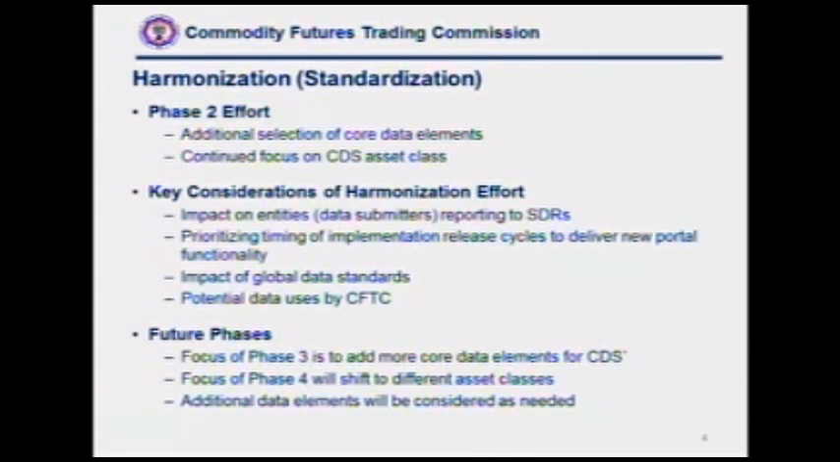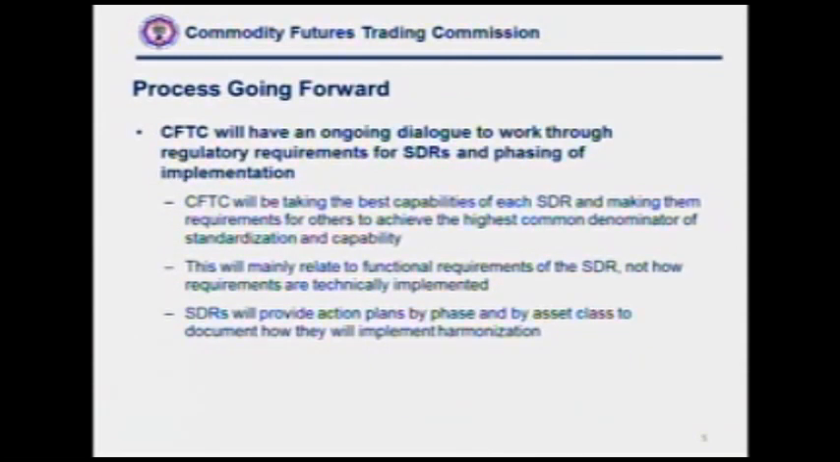There will be future phases. Phase 3 will focus again on additional fields. Phase 4, we anticipate, will be a shift to another asset class, and we will continue on this effort. It's going to be an ongoing effort as we move along, and we'll be thinking about additional data elements as they come up. So the process going forward will be to take the best capabilities of each SDR, make them ones that we would like each of the SDRs to adopt from a functional perspective, so that we're getting the best of all of them and leveraging that to focus on the requirements of CFTC, as I mentioned before, and to continue to work through the action plans that we've already started to line up.